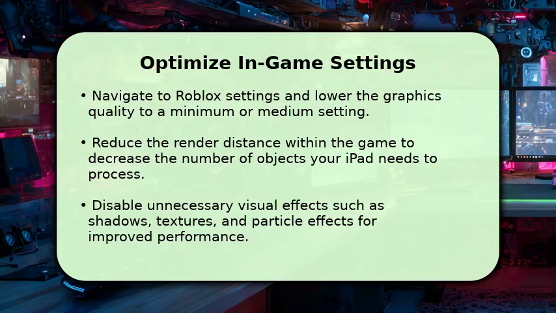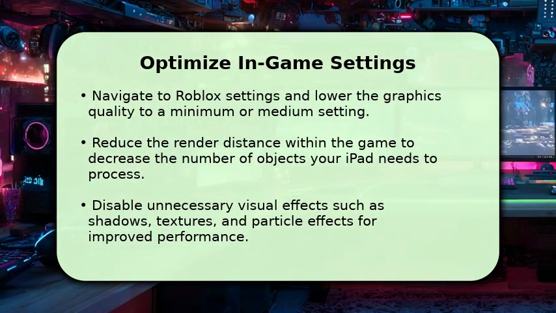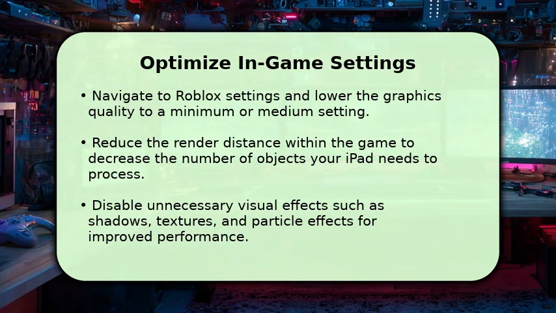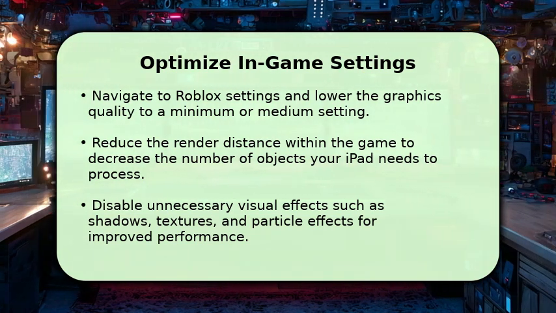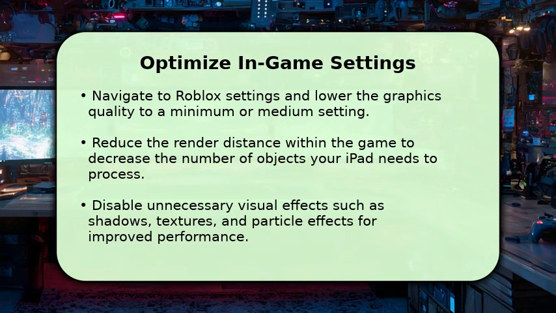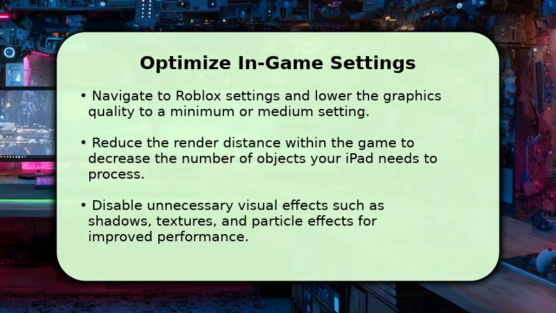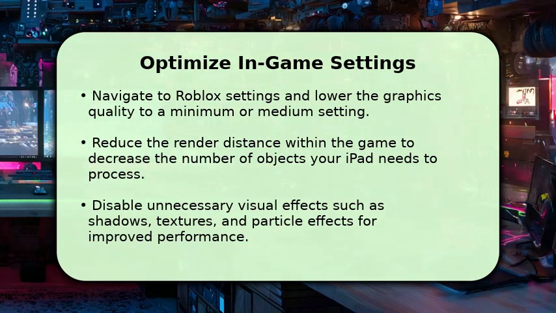Now, let's dive into Roblox's in-game settings. Lowering the graphics quality is a primary step. Try setting it to 1 or 2 bars. Also, reduce the render distance significantly, perhaps to 1/4 of its maximum. Disabling visual effects like shadows and complex textures can greatly reduce the processing load on your iPad, leading to much smoother gameplay and fewer frame drops.